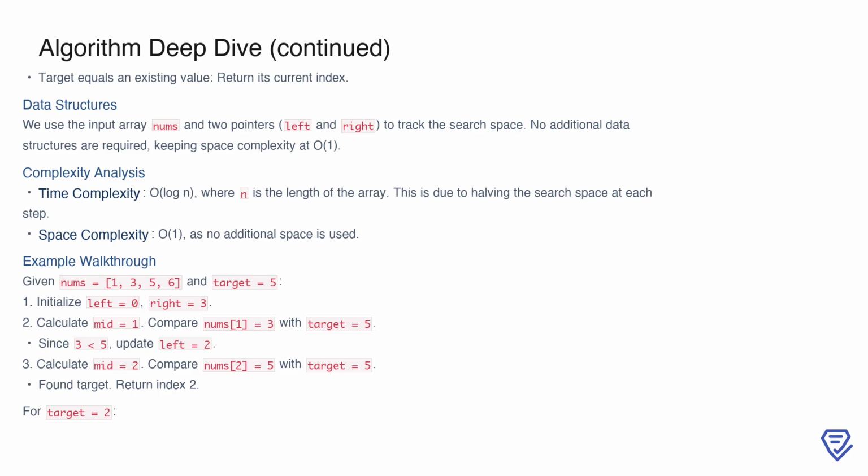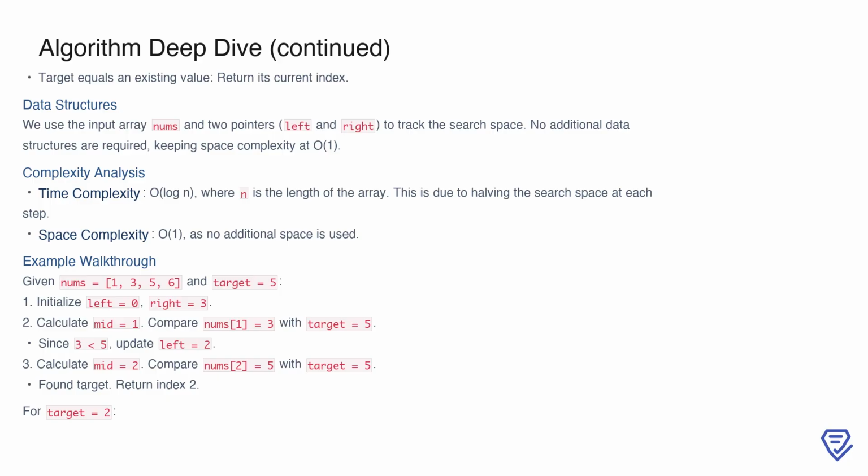The algorithm itself is straightforward in terms of data structures. We only use the input array nums and two pointers, left and right, to track the current search space. This means the space complexity of the solution is O(1), since no additional data structures are required. The time complexity, as mentioned earlier, is O(log n), due to the efficient halving of the search space. Let's walk through a concrete example to better understand how this works.